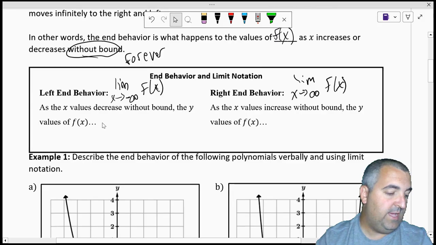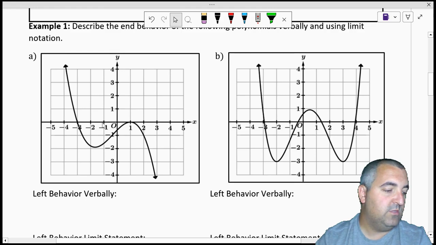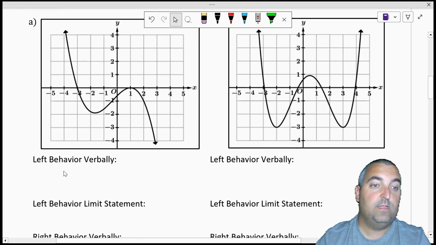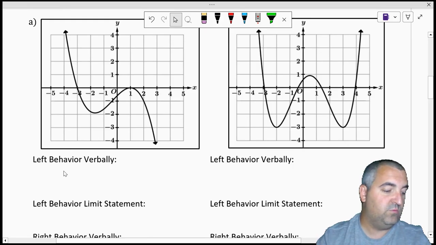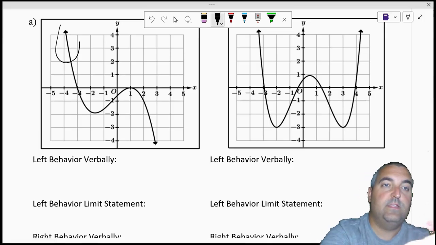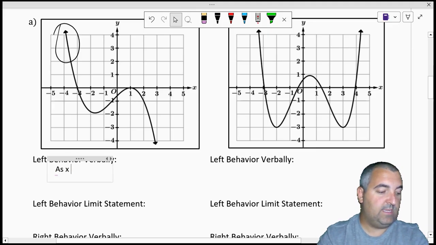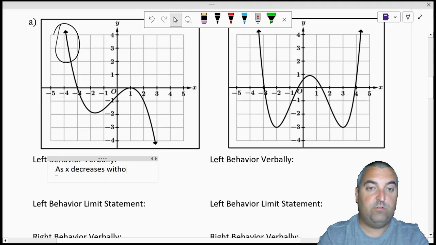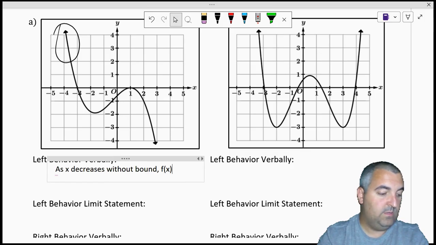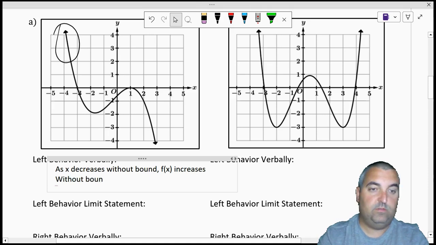So let's go ahead and just talk about these graphs. So for A, left behavior verbally. We're going to write out what it's doing using our words. If you look at this left end, so that's this side over here, we would say that as x decreases without bound, f of x increases without bound.